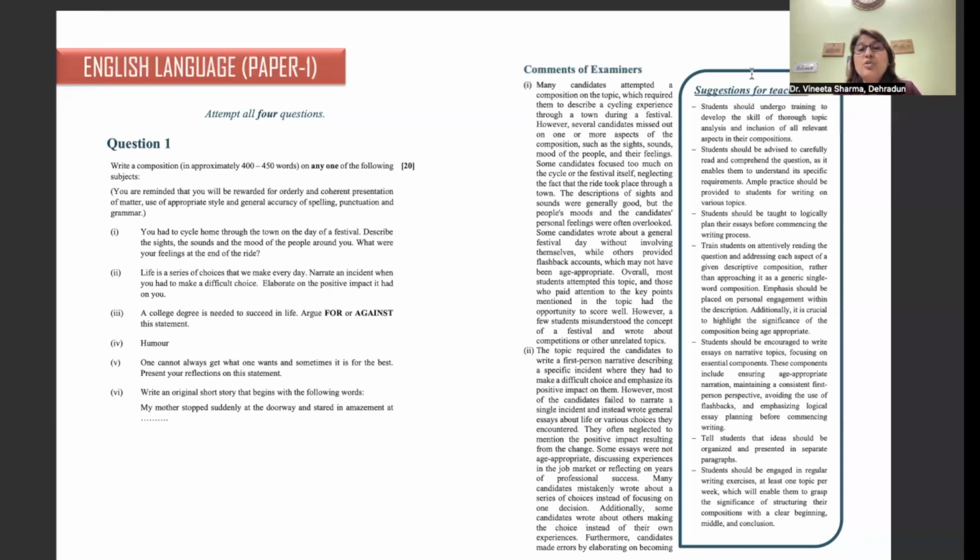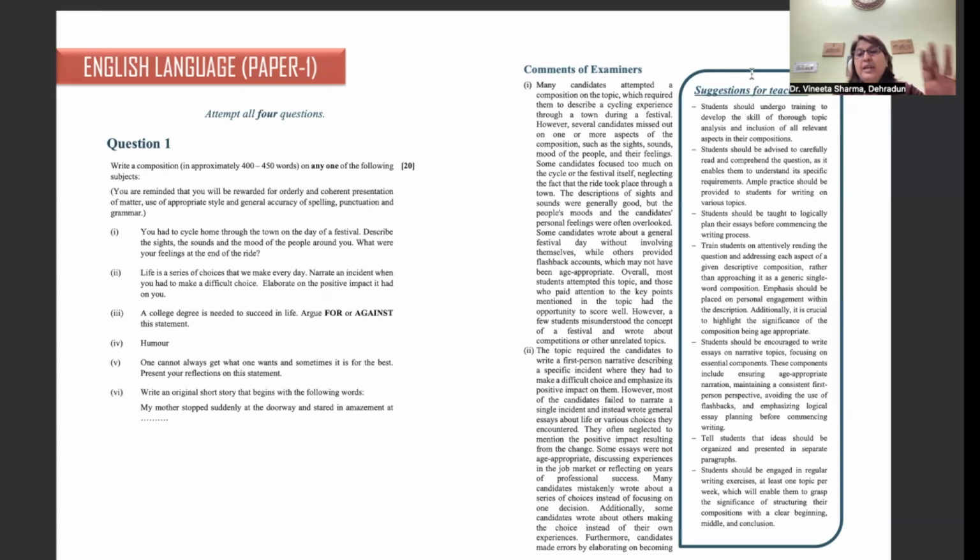Okay, plan your composition. The description of sights and sounds was generally good, but the people's moods and the candidates' personal feelings were often overlooked. Some candidates wrote about a general festival day without involving themselves, and others provided flashback accounts which may not have been age appropriate. So, your composition has to be age appropriate also. Age appropriate means that it should be appropriate to the age. You are 17, 18 years old, right?